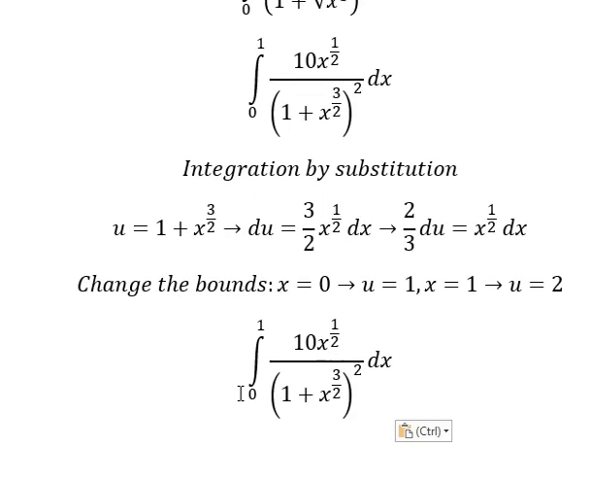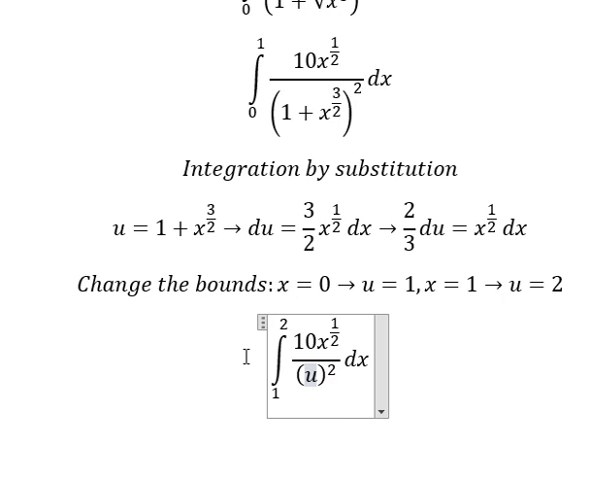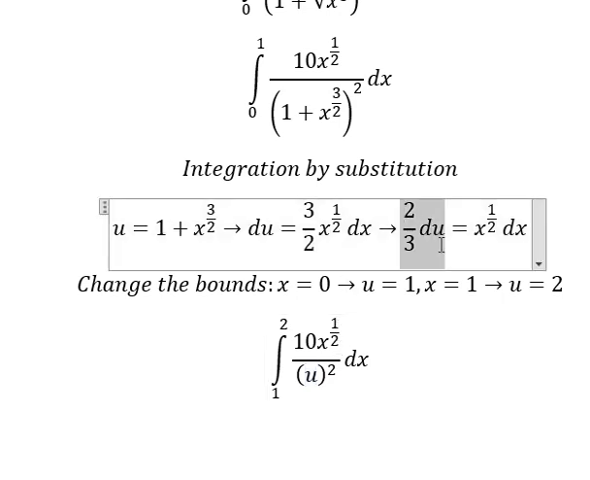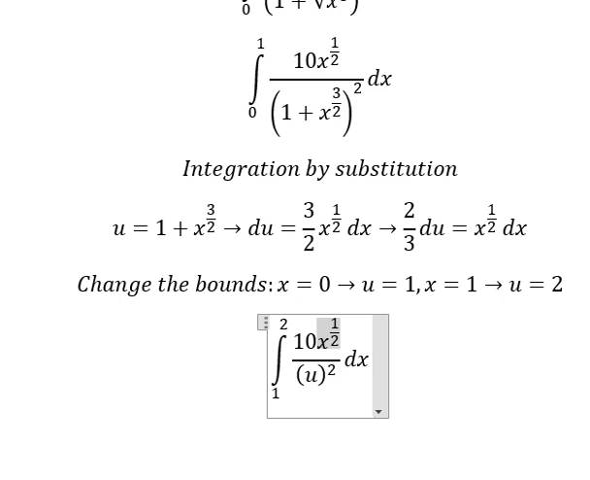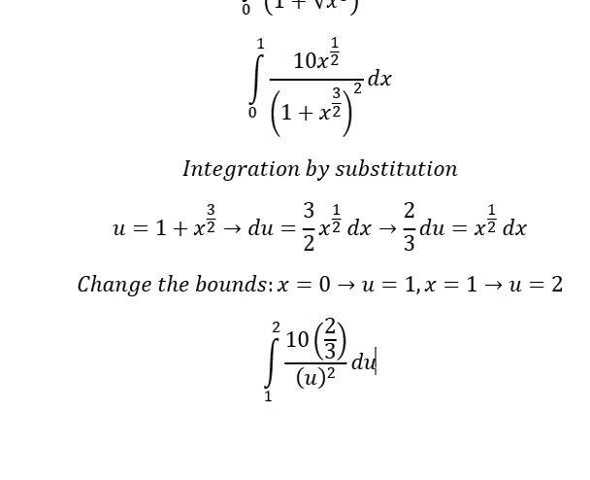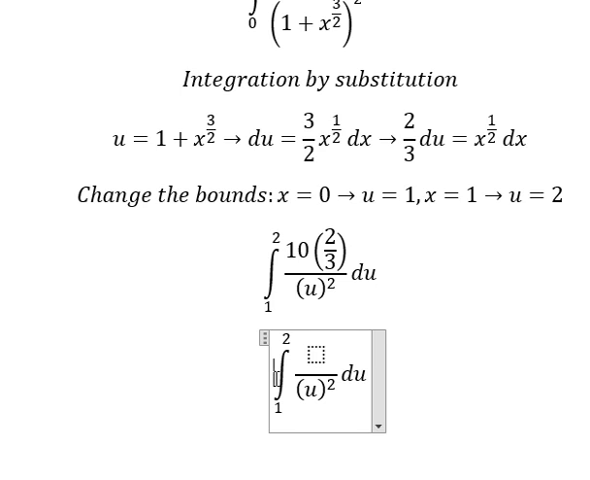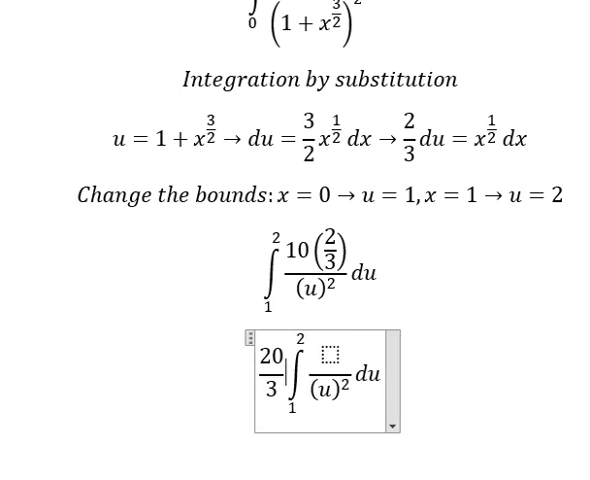So number 0 we change for number 1. Number 1 we change for number 2. This one we change for u. x to the power of 1 over 2, that is about this one. So number 10 with number 2 over 3, we can put 20 over 3 in here.